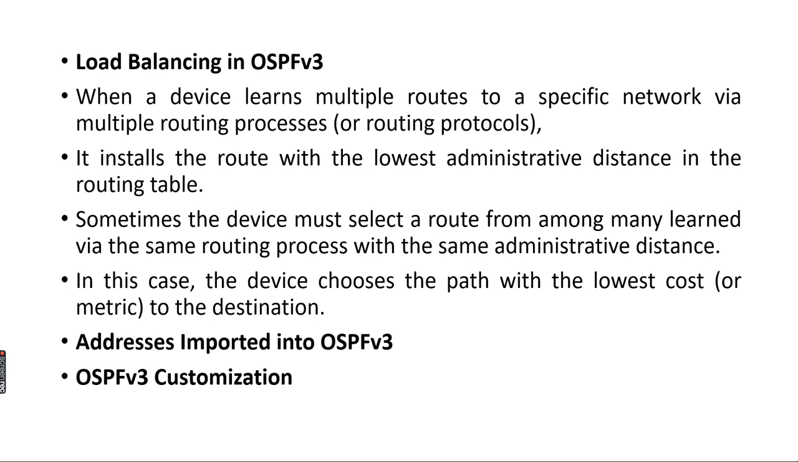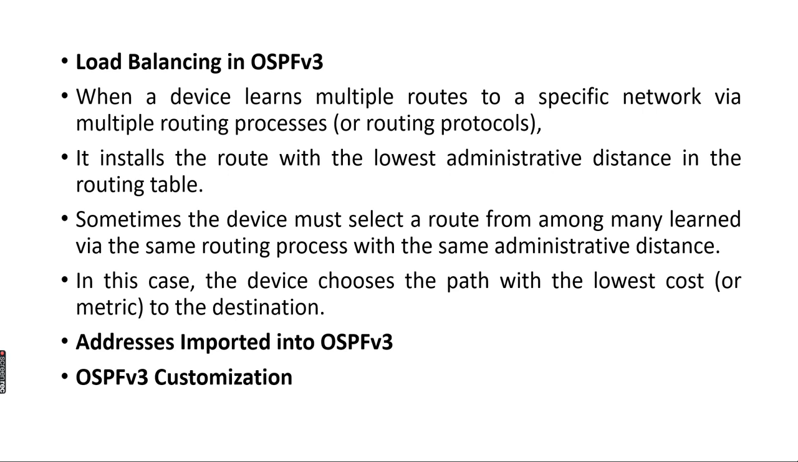Next, moving on to the load balancing options and some more details about OSPF v3. First, about the load balancing in OSPF v3. When the device finds multiple routes to reach the destination, then load balancing is needed. So it chooses a route which has the lowest administrative distance in the routing table. For every path, there is a value called administrative distance. The route having the lowest administrative distance value will always be chosen.